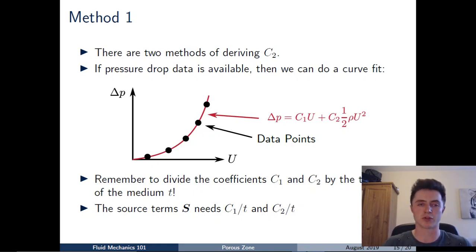The important thing to remember if you're using empirical data is that after you've performed the curve fit for pressure drop against velocity, you've calculated C1 and C2. However, for the CFD code, remember, we need to apply C1 over T and C2 over T. So you would then want to physically measure how thick your obstruction, grating or louvers are in the flow direction and divide the coefficients by that thickness, so you apply the correct source terms to your CFD code. Very important to remember to do that.